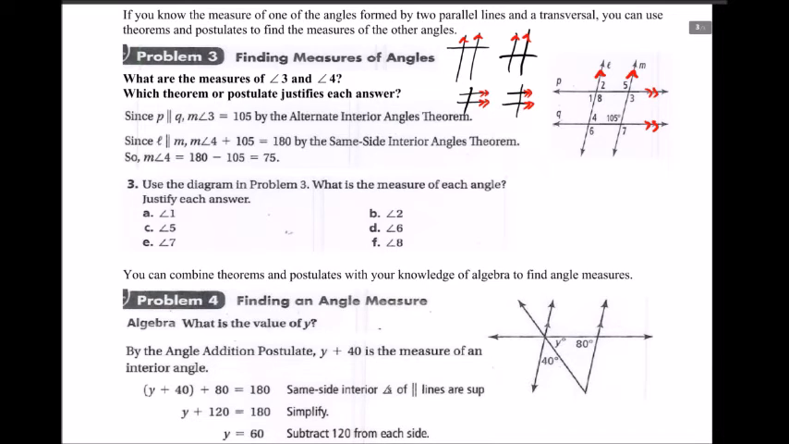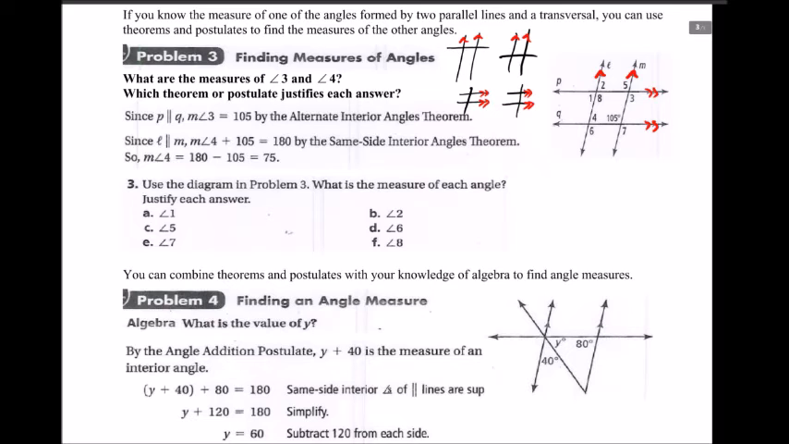You might have to redraw. Notice that I redrew all 4 of our parallel lines cut by a transversal, and that might just make it easier to deal with. All right, we want to know the measures of angle 3 and 4. Which theorem or postulate justifies your answer?